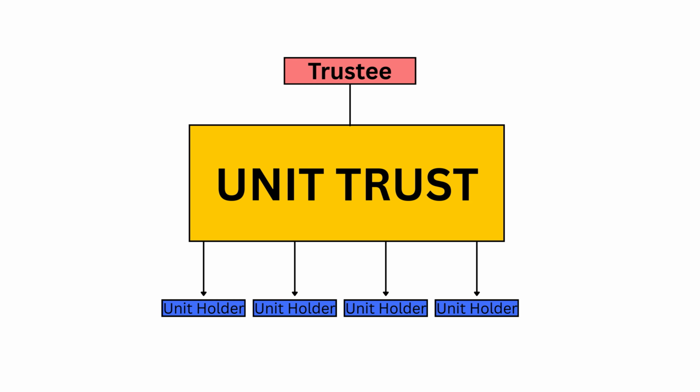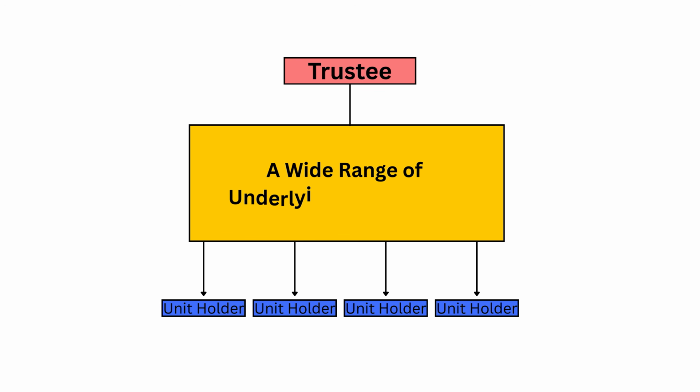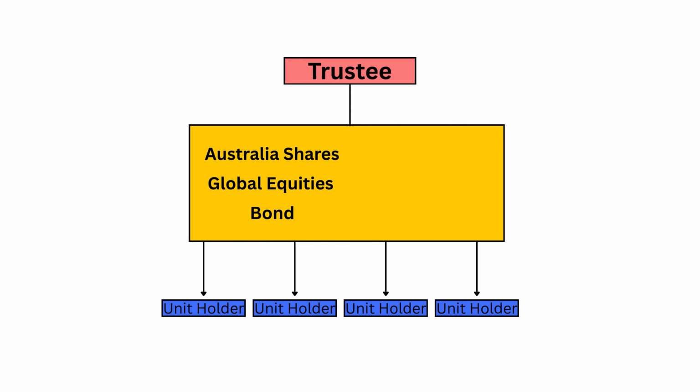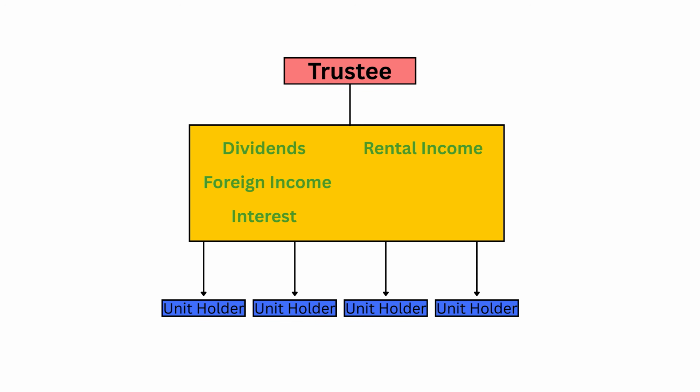All ETFs in Australia are structured as unit trusts, which is the legal structure that allows investors to pool their money to invest. Investors are unit holders. They own a share of the pooled investments, not the underlying assets themselves. ETFs can hold a wide range of underlying investments like Australian shares, global equities, bonds, cash, and property. As a result, they can generate different types of income, such as dividends, foreign income, interest, rental income, and capital gains when assets inside the fund are sold.